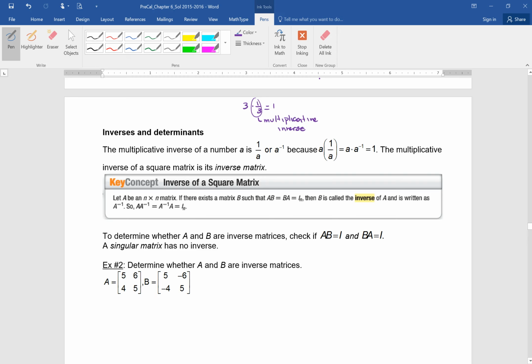Now, suppose you have a matrix A. That's not negative, that's just A. What can you multiply that by in order to get a 1? Or in this case, in order to get the I matrix, right? That is the inverse matrix.